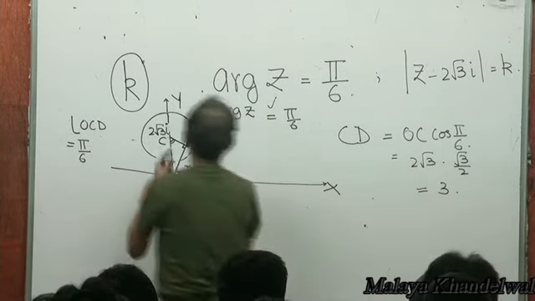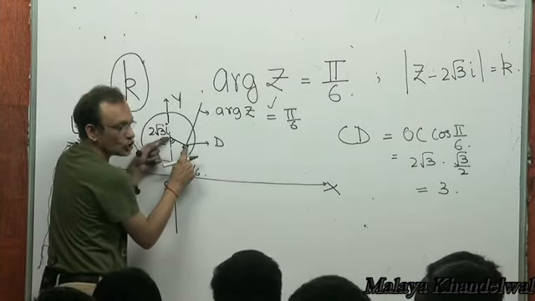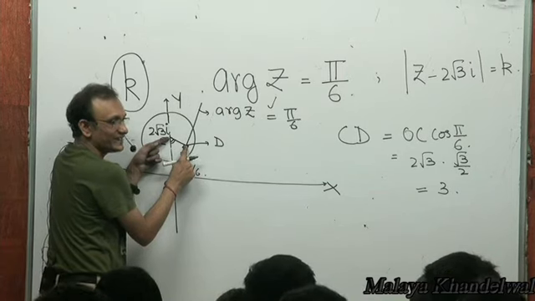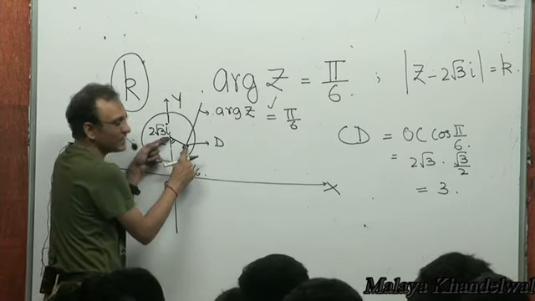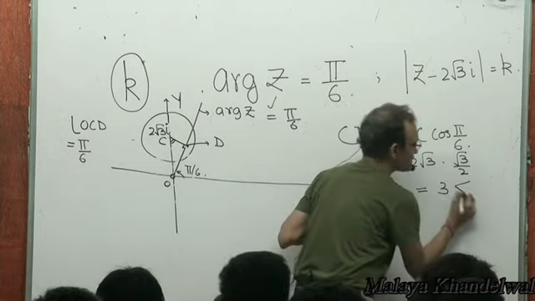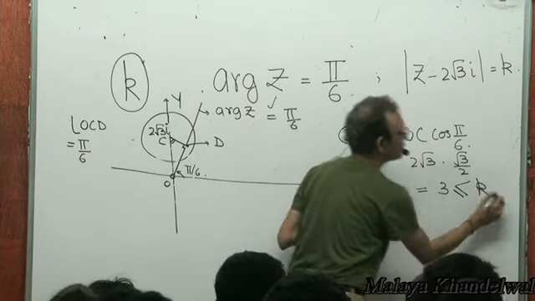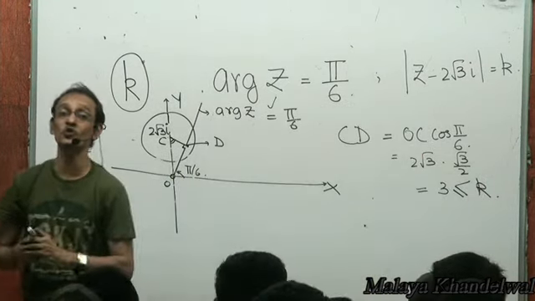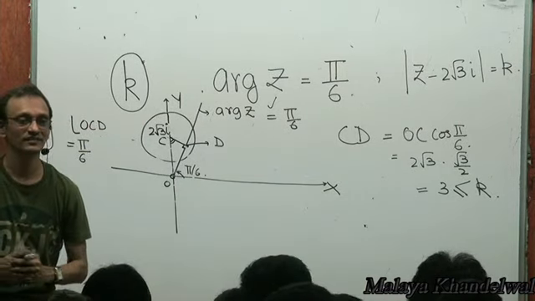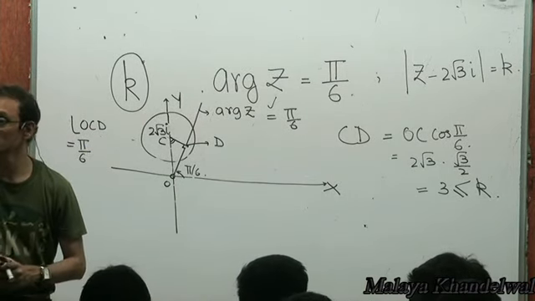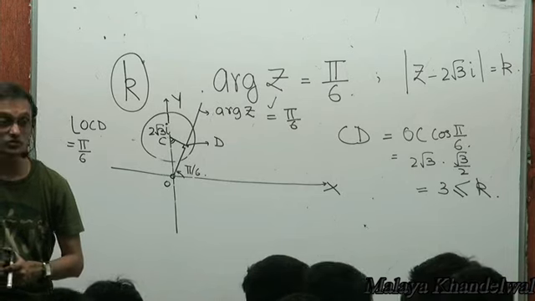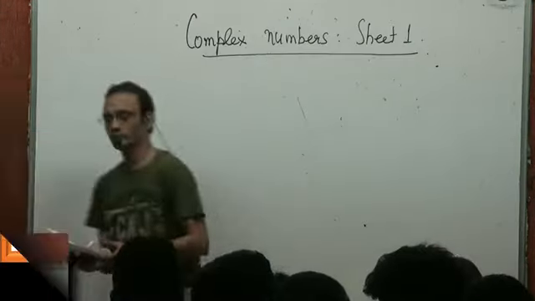And in order that the two intersect, this length should not exceed the radius of the circle. So CD must be less than or equal to the radius K of the circle. So K must be greater than or equal to 3. Yes or no? K must therefore be greater than or equal to 3. Is that okay?